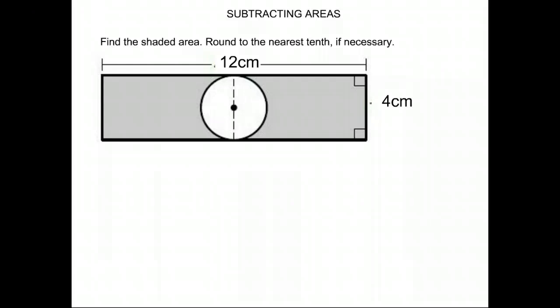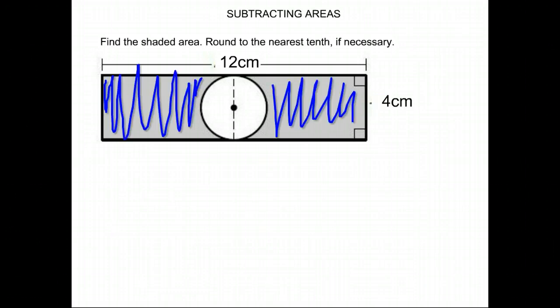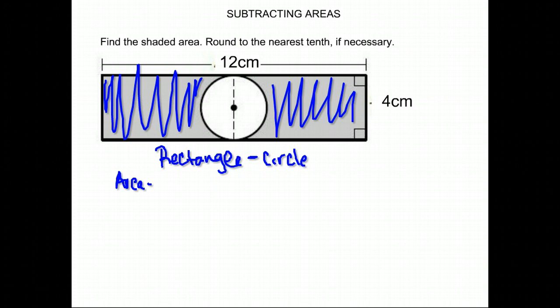Okay, this one, once again, wants me to find the shaded area. So again, what do we have here? We have a rectangle with a circle cut out of it. So again, we're going to take the rectangle and we are going to take the circle out of it, so we're going to subtract the circle. We need to find the area of each of those. So for a rectangle, its area is length times width. In this case, our length is 12, our width is 4, and 12 times 4 is 48.